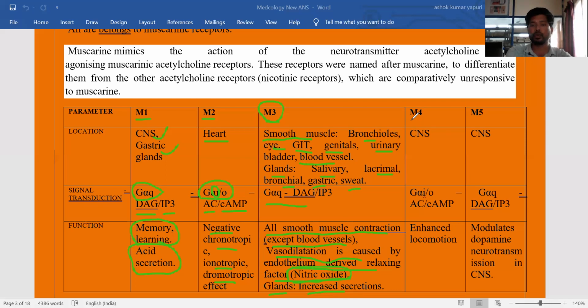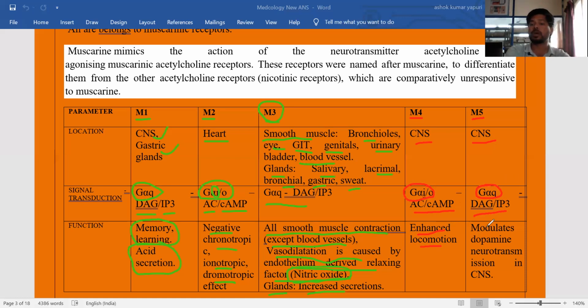Next, M4, type 4 muscarinic receptors. Both type 4 and type 5 muscarinic receptors are present in the CNS, central nervous system. The signal transduction of M4 is G alpha I, decreased adenyl cyclase as well as cyclic adenosine monophosphate. But the signal transduction of the M5 receptor is G alpha Q, increased diacylglycerol and inositol triphosphate action. Regarding the function of M4 receptors in the CNS, they enhance locomotion, meaning movements like hand movement, leg movement, and body movements are under the control of M4 receptors.